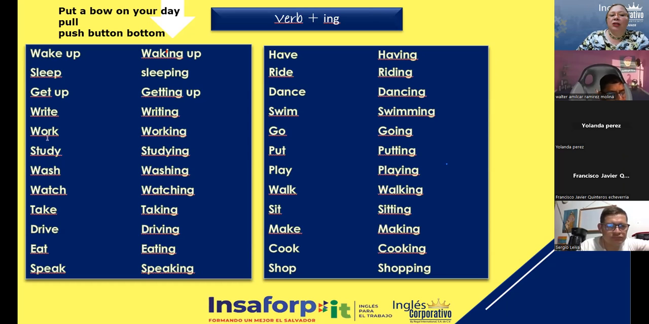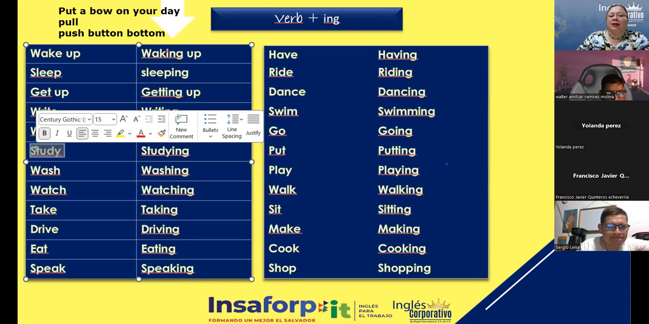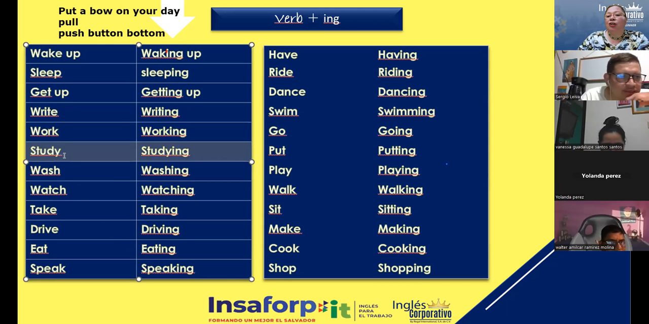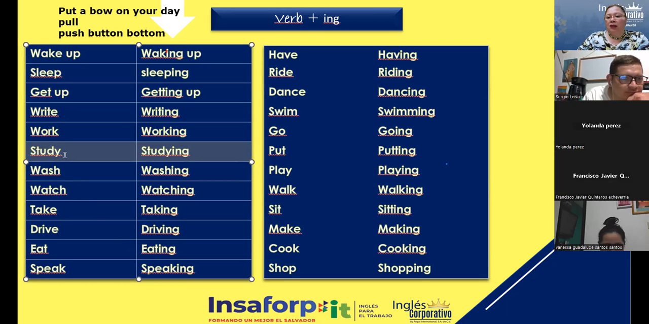Double the final consonant. ¿Y qué pasó aquí con study? Solo se le agrega ing. Just add ing. Exactly. And in Y, the letter Y, no, we don't change the letter Y. We don't change anything. Just add ing. Final syllable. No, just add ing.